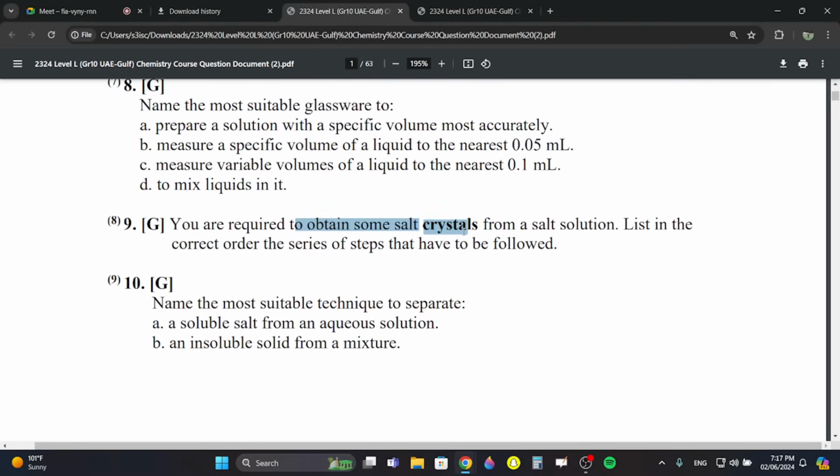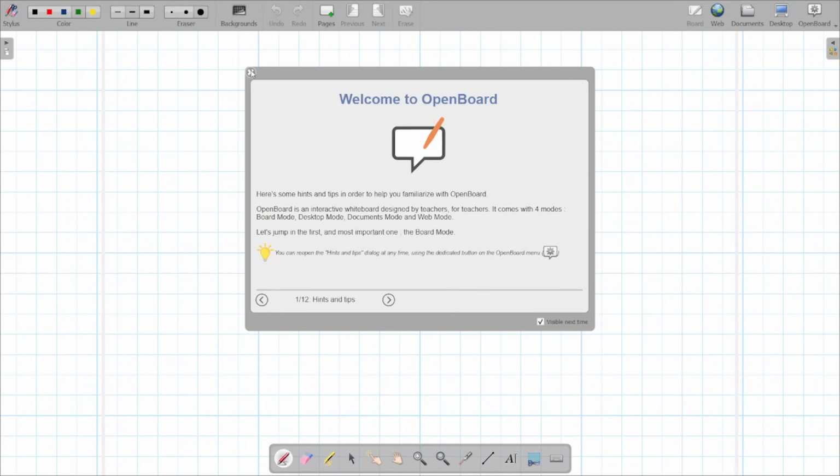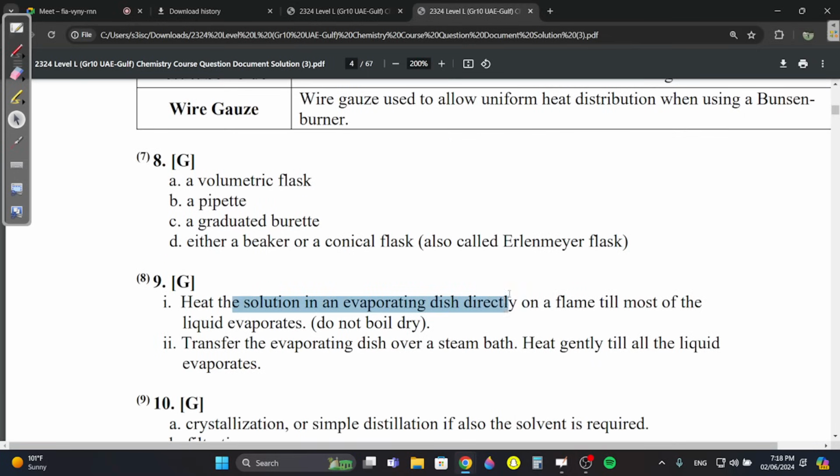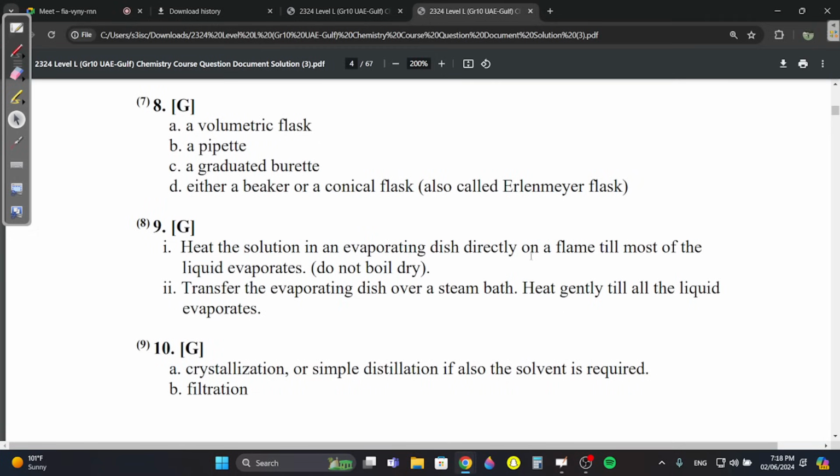And you're required to obtain salt crystals from a salt solution. List in the correct order the steps. Obviously you know that you have to use crystallization, but the steps for crystallization, memorize them. You heat the solution in an evaporating dish on a flame, but you still have to leave some liquid, because if you boil it dry, it's going to burn, and we don't want that.